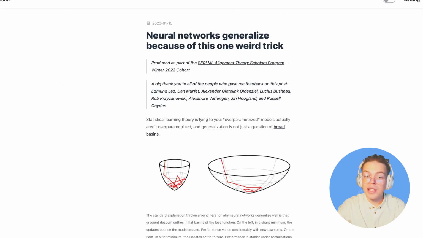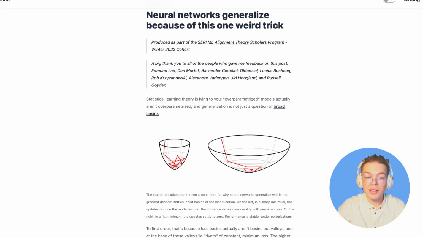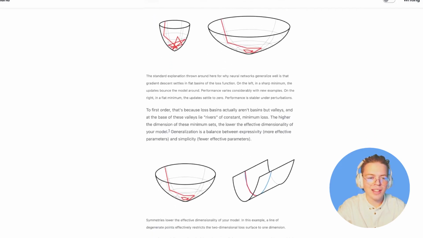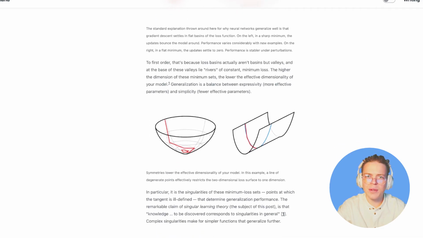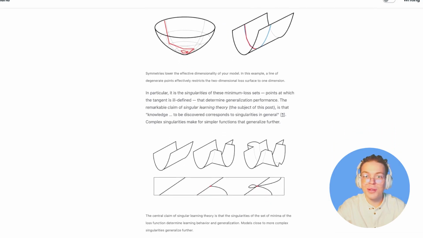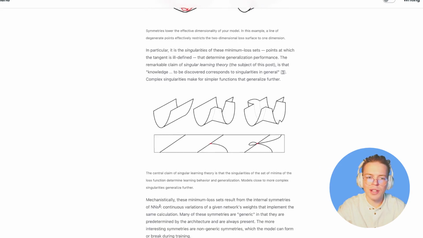Jesse Hoogland releases an exciting piece exploring some of the reasons why and how neural networks generalize. It's very interesting and dives quite deep into some of the learning theoretic stuff, so how models and neural networks and things in general learn things.